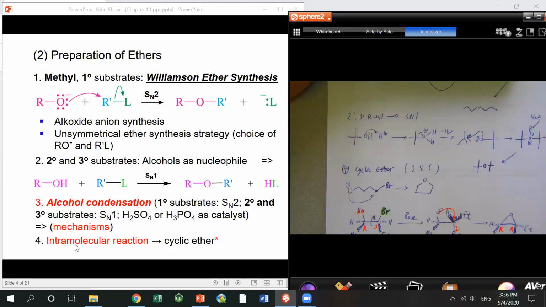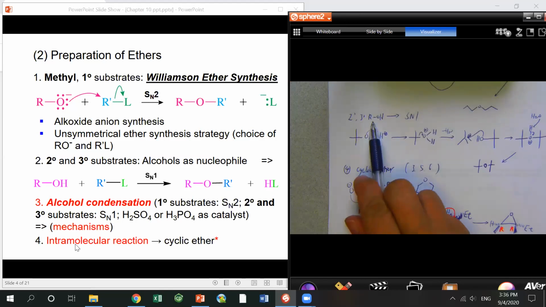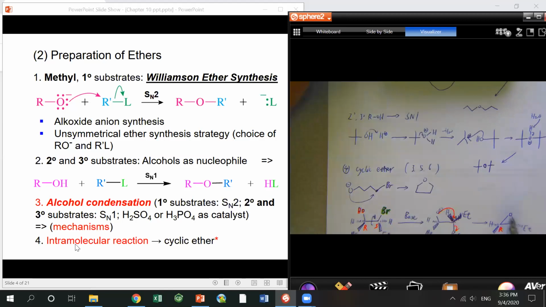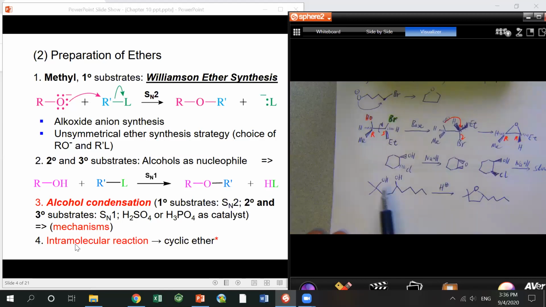So here, secondary and tertiary alcohol, SN1 reactions. And here, the tertiary and secondary, so that's an SN1 reaction.